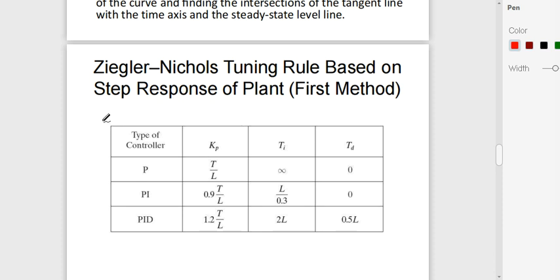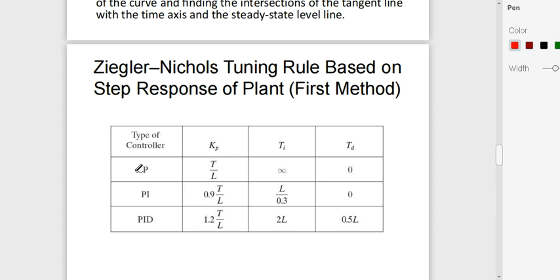Next we are discussing a table. This is a table of the type of controller, that is P, PI and PID. The constants are Kp, Ti and Td. The transfer function of a PID controller is Kp plus Ki by s plus Kd into s, or Kp into 1 plus 1 by Ti into s plus Td into s.